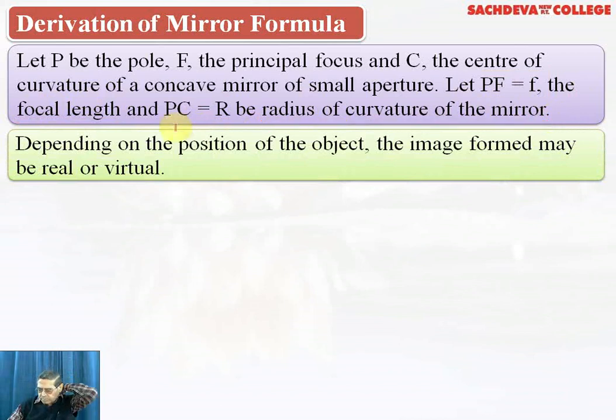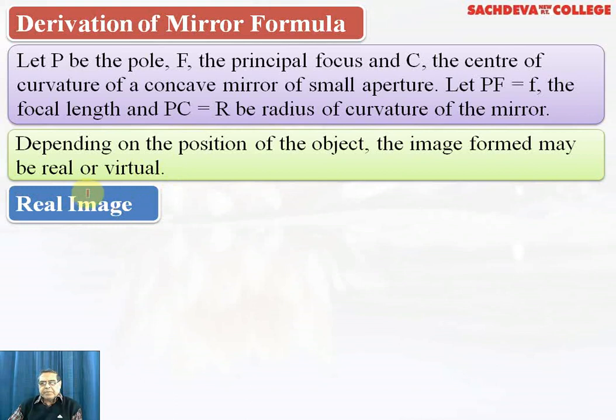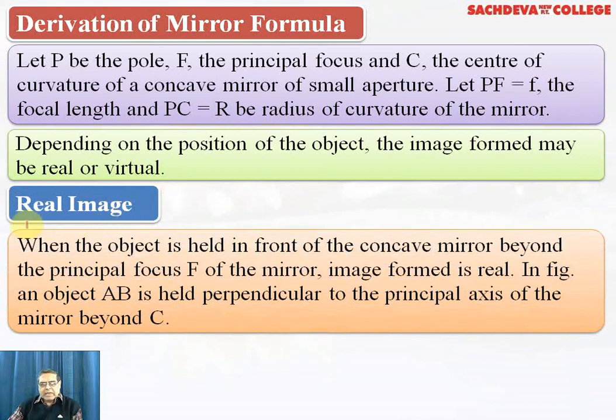Depending on the position of the object, the image formed may be real or virtual. All real images are formed on the screen, whereas virtual images, as their name suggests, are not on the screen, but rather beyond the reflecting surface of the mirror. Now, real image and virtual image, these two things we have to understand.